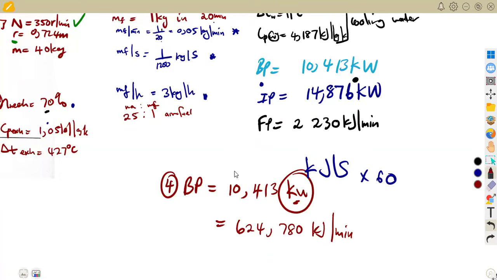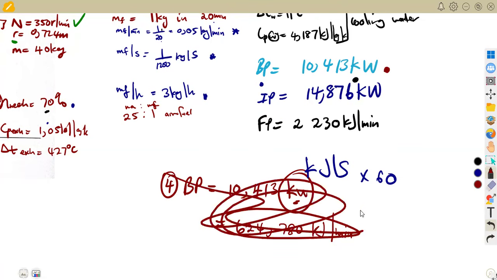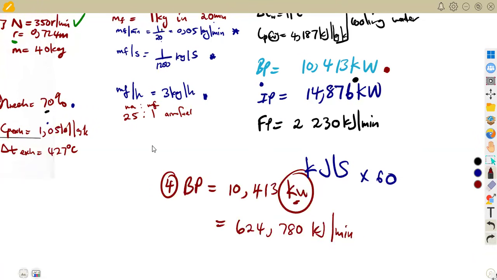So in most cases, since you have already calculated the brake power like this, they are not going to ask this type of a question. No, they're not going to do that. They will just ask you to draw or justify the remainder of the heat. It is you who is supposed to know how to convert the units. This is just a unit conversion that we are simply having. The same brake power that we had, but in kilojoules per minute, it is 624.780 kilojoules per minute. We're not supposed to be asked this.